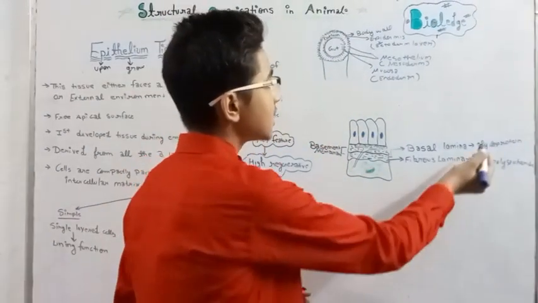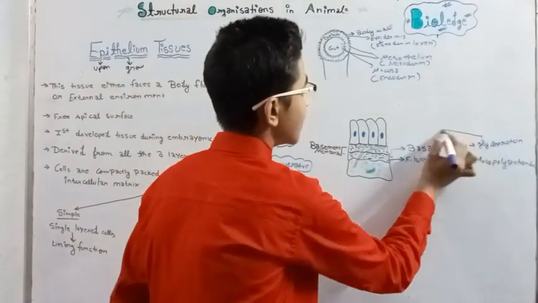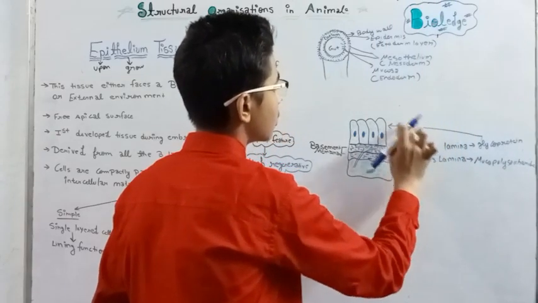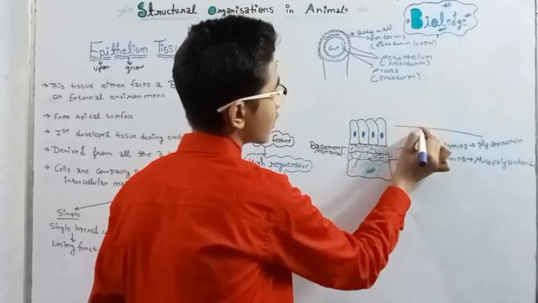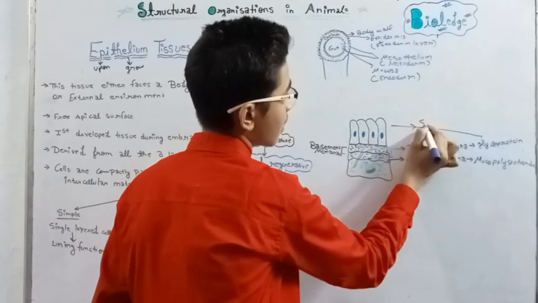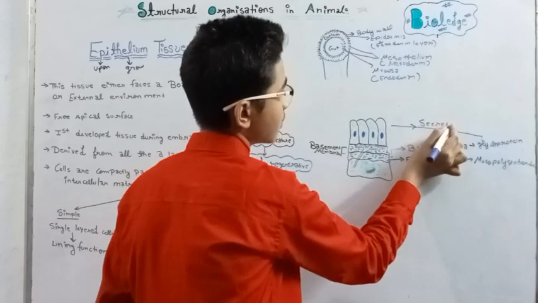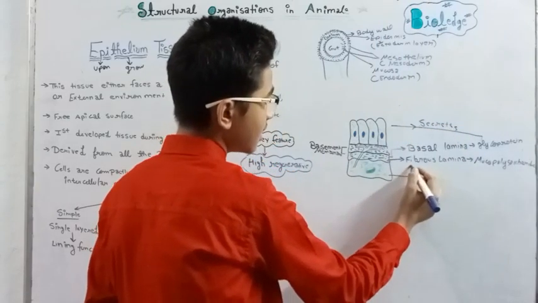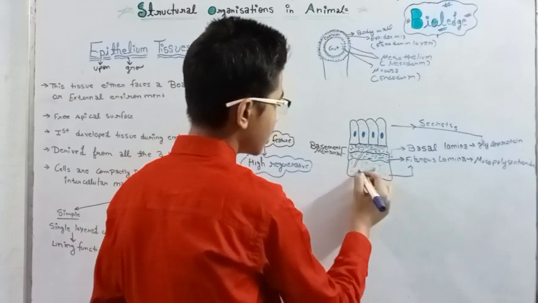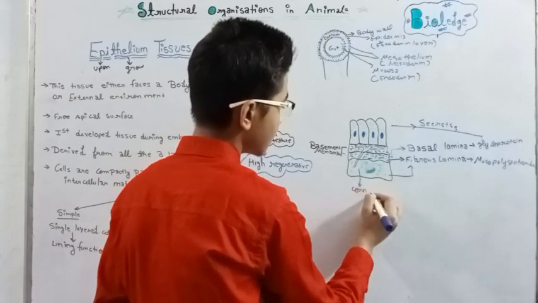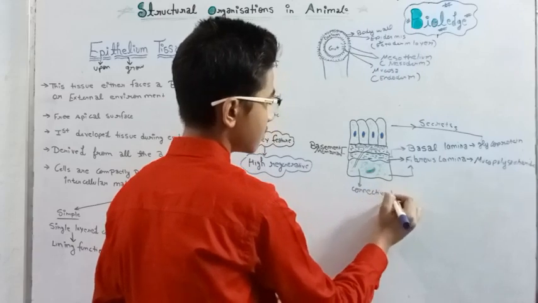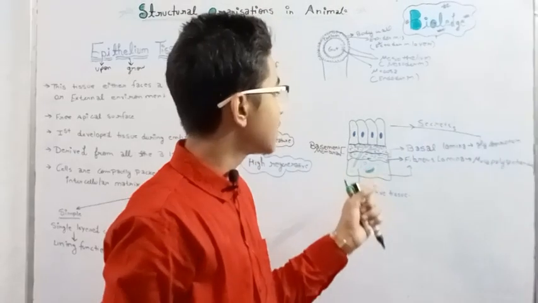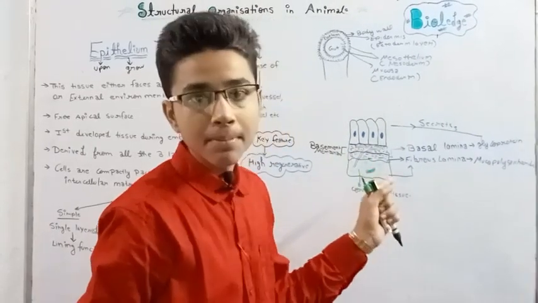Now, this glycoprotein is basically secreted by these epithelial tissues. Sorry, this arrow is in the wrong direction. And this fibrous lamina is basically secreted by this connective tissue. So this is a connective tissue present here. There is a presence of connective tissue just below the basement membrane.